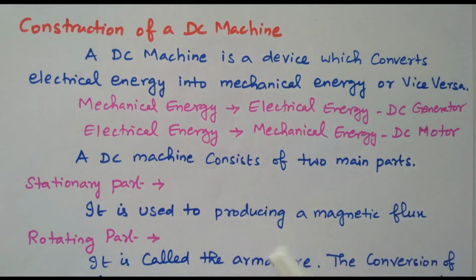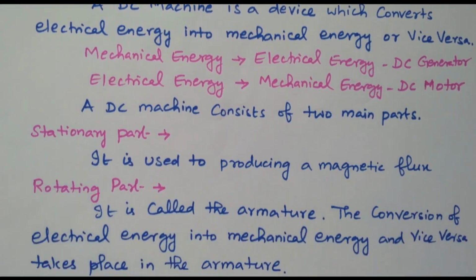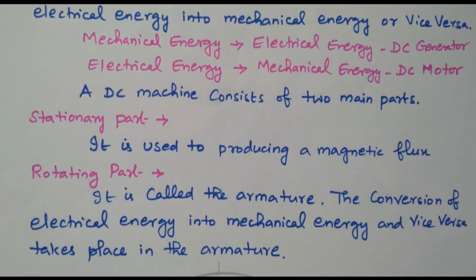The DC machine mainly has two main parts: the stationary part and the rotating part. The stationary part produces the magnetic flux. In the stationary part the coils, the windings, are available, so that will produce the magnetic flux. The rotating part is the armature. There also the coils are available.